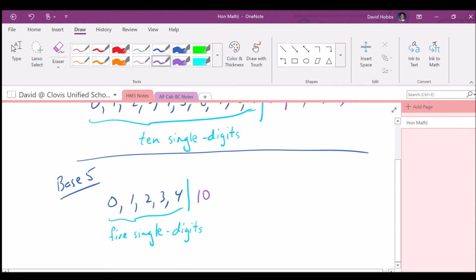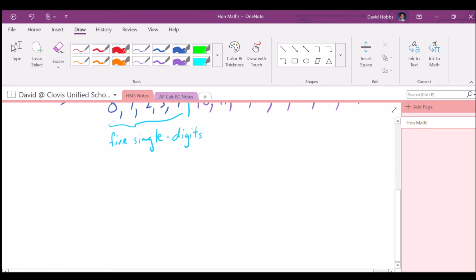Because in base 5, you can't have anything bigger than a 4 that is a single digit representation. So there's 5, 6, 7, 8, 9, 10, 11, 12, and so on. Okay? So single digit representations, it's always one less than what the actual base is.